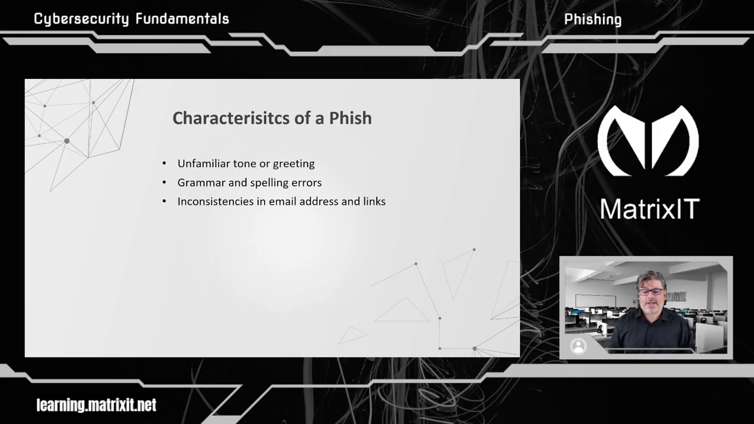Inconsistencies in email address and links, and I'm going to show you how to check for that in the examples. First thing we do when we look at an email that we get, look for the sender. And I'm not just talking about the name. We're going to look at the email address, because the email address can tell us a few things about where it's coming from. And of course, the links. I will show you how to check where a link is going.